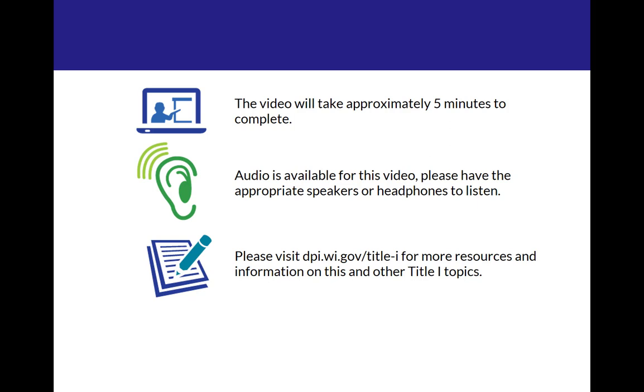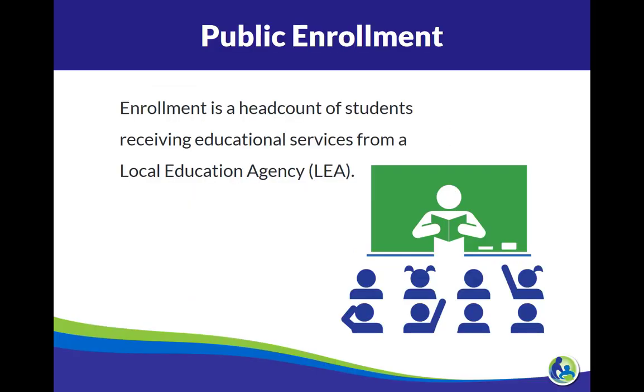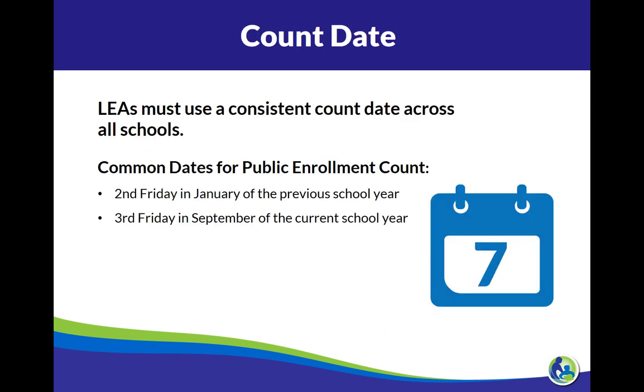When completing a Title I Part A grant application in WISE grants, local education agencies, or LEAs, are required to enter enrollment for their public schools. Enrollment is a head count of students receiving primary education services from an LEA. When entering public enrollment data, districts must use a consistent count date across all public schools.